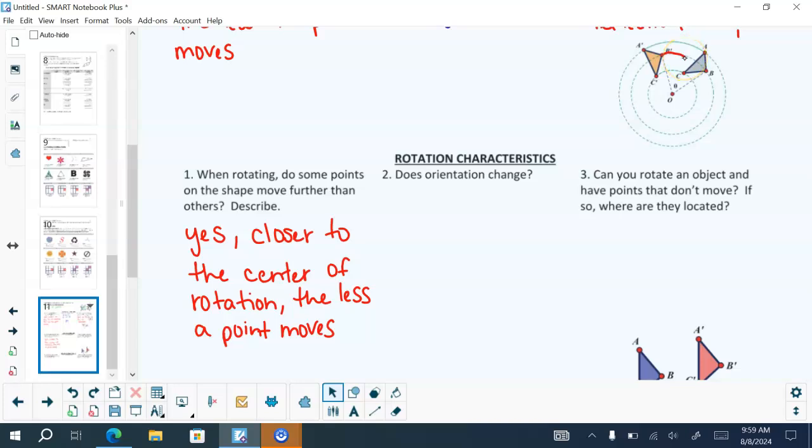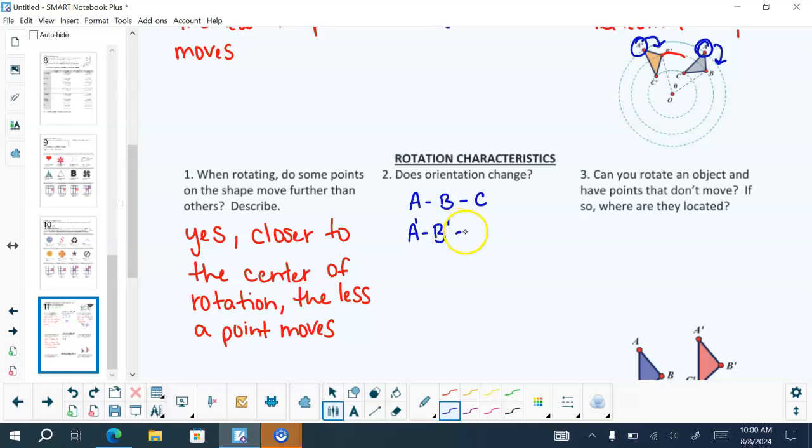Does orientation change? So if you started at A and went clockwise, you went A, B, C. Over here, if you started at A prime and went clockwise, was it the same? Hopefully you said yes again. A prime, B prime, C prime. So in this case, no, the orientation does not change. And again, that's going to be true. All of these characteristics are going to be true all the time when you do reflections, rotations, and translations.